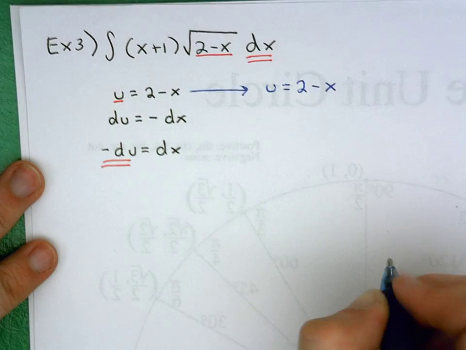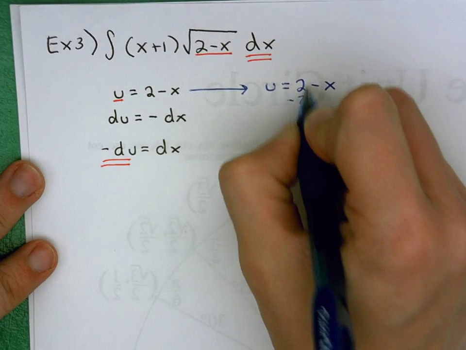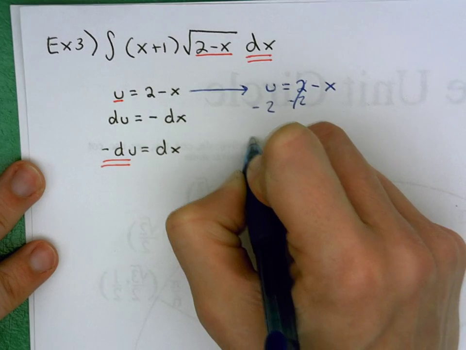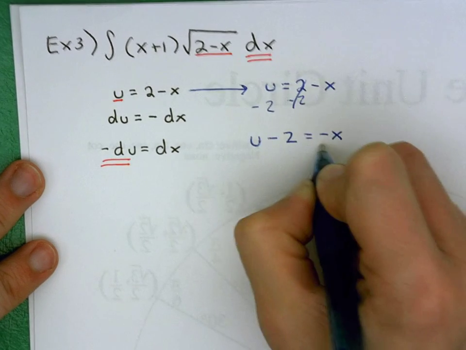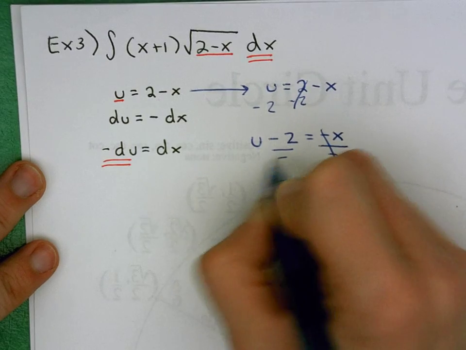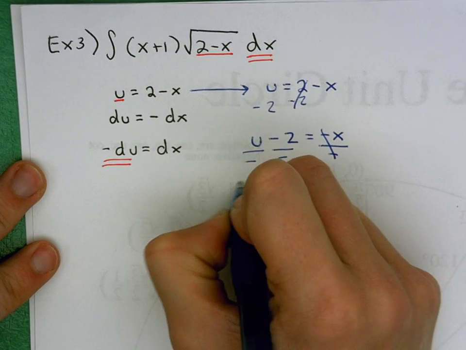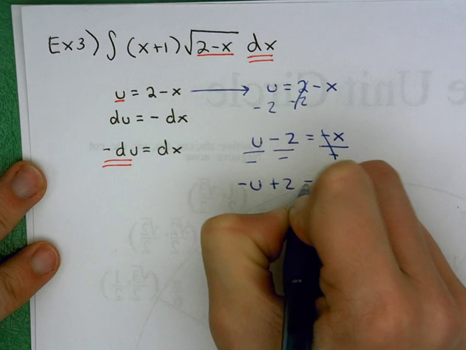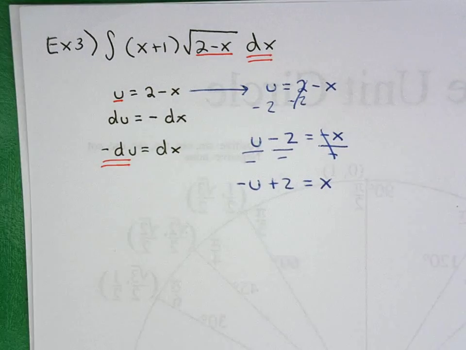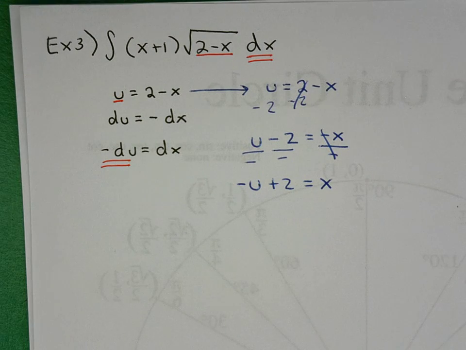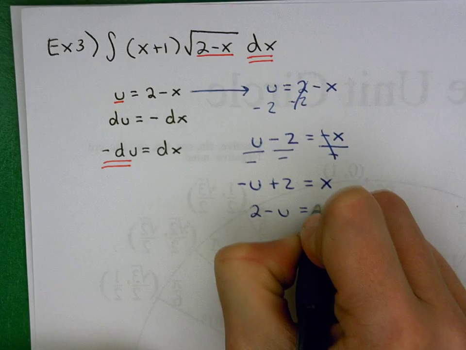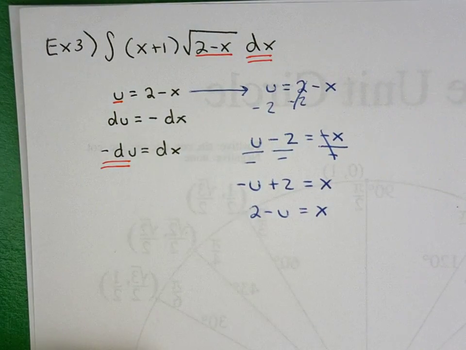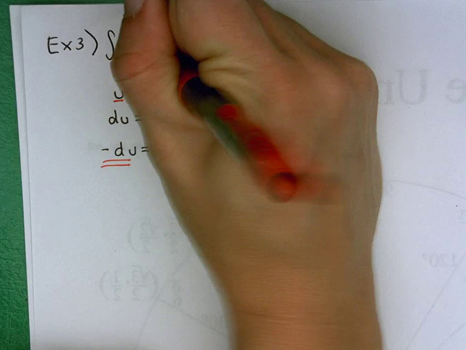Okay. And so we're going to go ahead and subtract that 2 over. We're going to get u minus 2 equals negative x, and then divide the negative. And so we'll get negative u plus 2 equals x, or 2 minus u, if you prefer it that way. Okay. And so that's what's going to go into this x's spot.